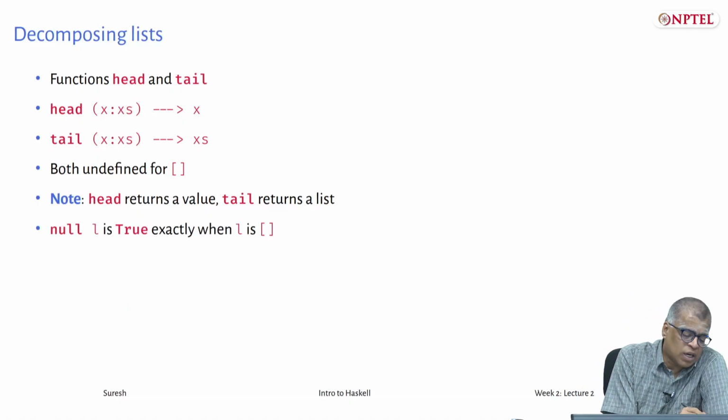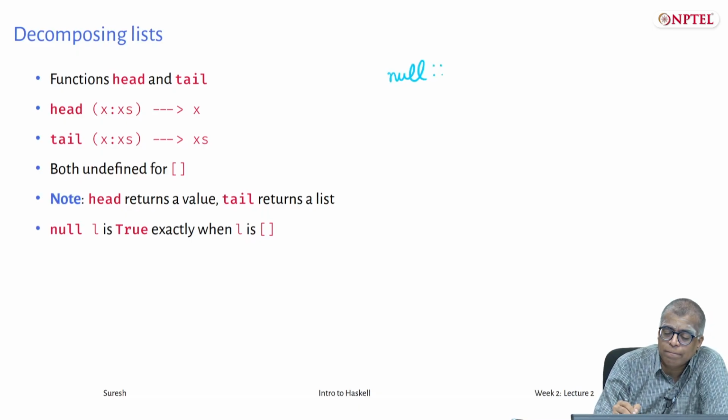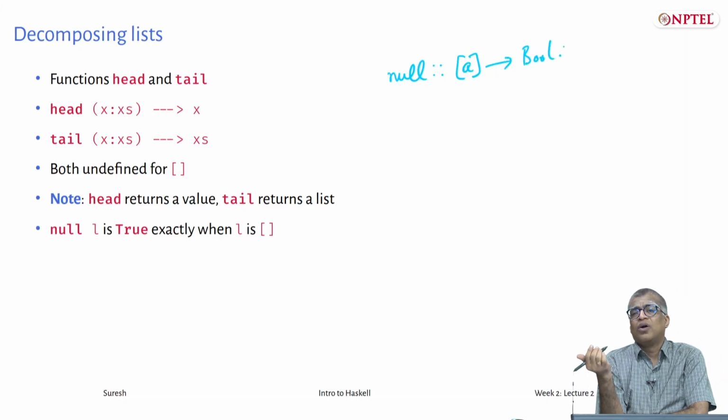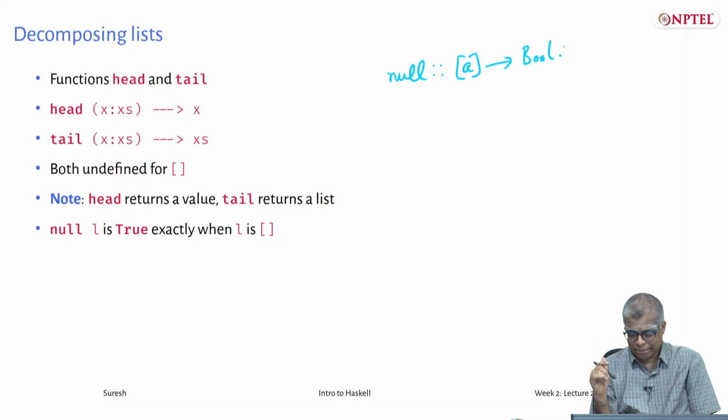And here is another function, null. Null is a function of type list A arrow bool. No matter what the list is, null applied on the list will check whether the list is empty or non-empty. If it is empty, it will say true. If it is non-empty, it will say false.